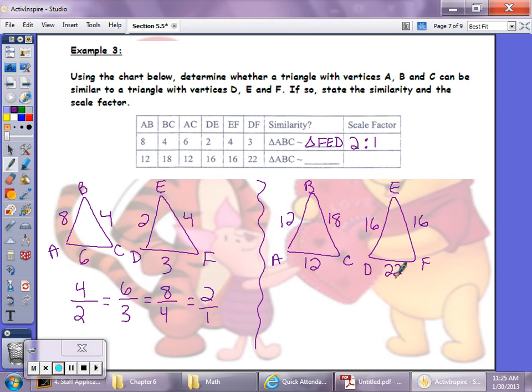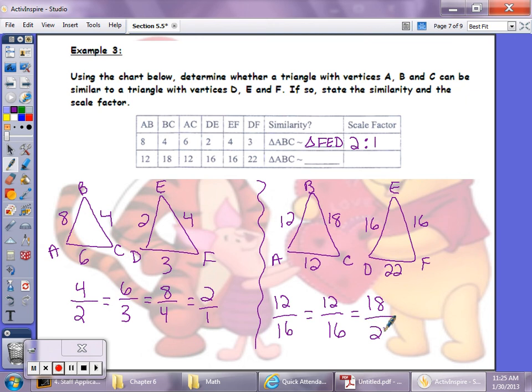So in triangle ABC, AB and AC have the same side length, and in triangle DEF, DE and EF have the same side length. So those are going to be considered the smallest and the middle length. So when we match those up, we can say that AB is, hopefully, if we can prove it, proportional to DE, and that AC, which is 12, could possibly be proportional to EF, which is 16. In triangle ABC, BC is our largest side with a length of 18, and in triangle DEF, our longest side is 22.